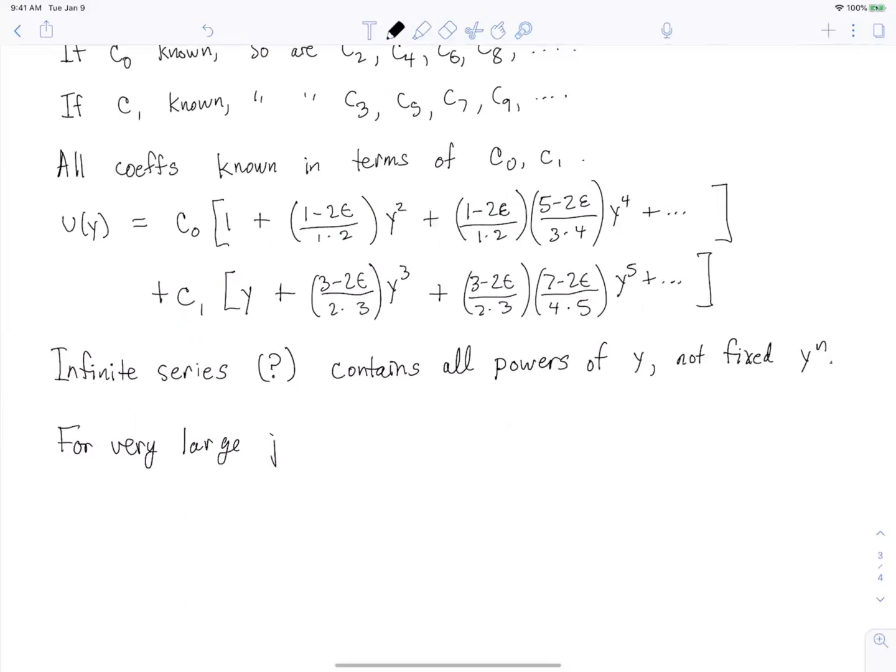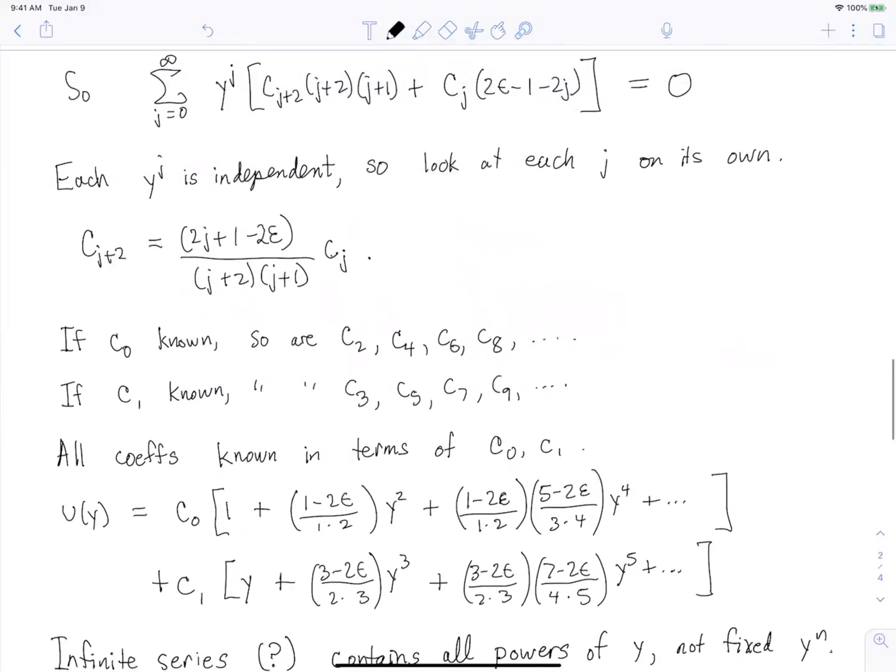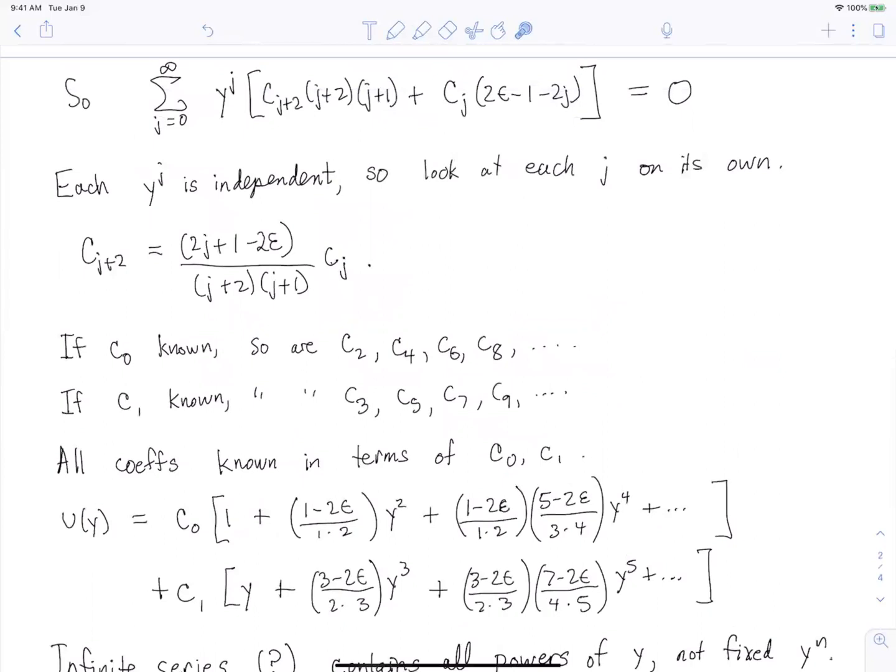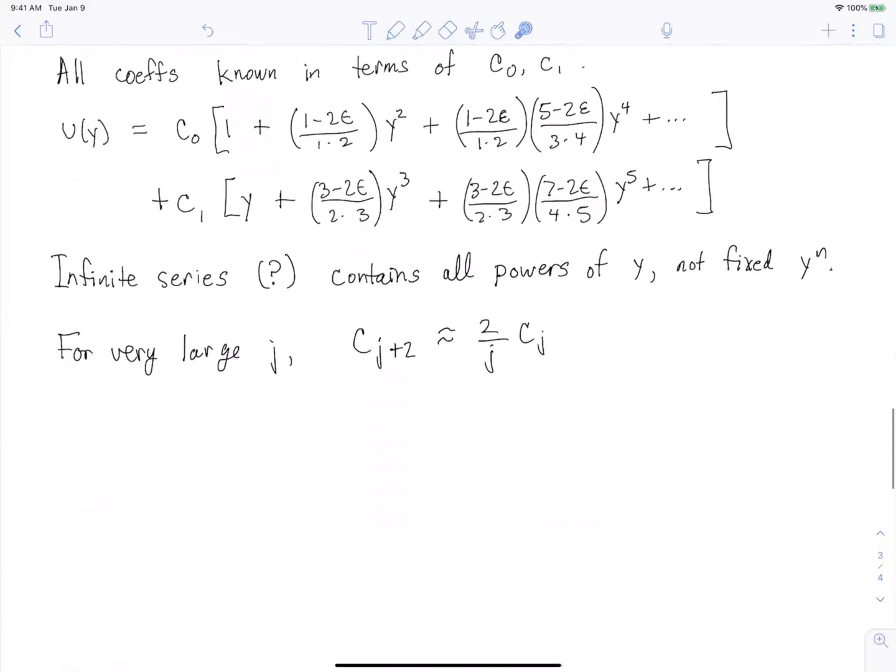So for very large j, our equation for the coefficient boils down to C sub j plus 2 is approximately 2 over j times C sub j. Right? That comes from this equation, where for large j, we get to forget the plus 2 and the plus 1 and that plus 1 and the minus 2e. We can throw those all away because they're small compared to large j. Okay, and so that's where this came from.